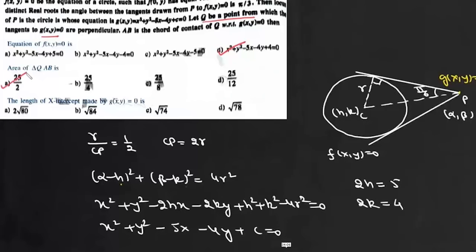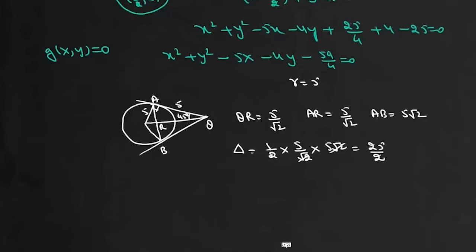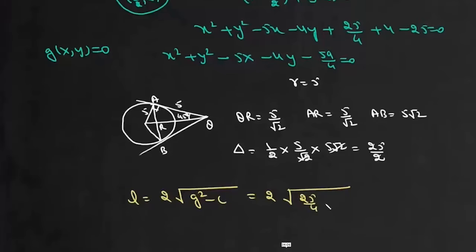Now this third one is the length of the x-axis intercept made by gxy equals 0. Now the length of the x-axis intercept is 2 times under root g square minus c. So this is 2 times under root, and this is 5 by 2 square, 25 by 4 plus 59 by 4. And that will be 2 root 21 or under root 84. And that's your option B.